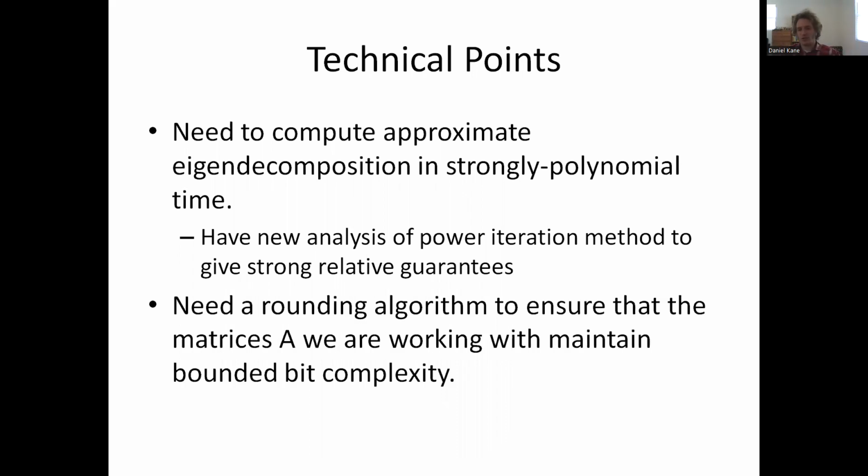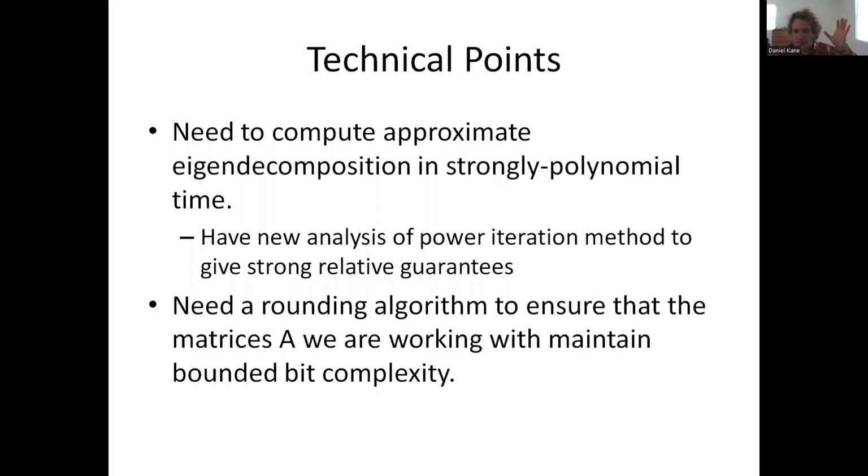Secondly, another problem you run into if you run this algorithm naively is that it may well be that at every iteration you double the bit complexity of the matrix A. And that becomes a problem because after polynomially many iterations, you end up with things of exponential bit complexity, which we don't want. To fix that, we needed what we call a rounding algorithm, which is a way where if you have an A with gigantic bit complexity, you can reduce it to a new matrix with much smaller bit complexity that very closely preserves the transformed values of all of your points.